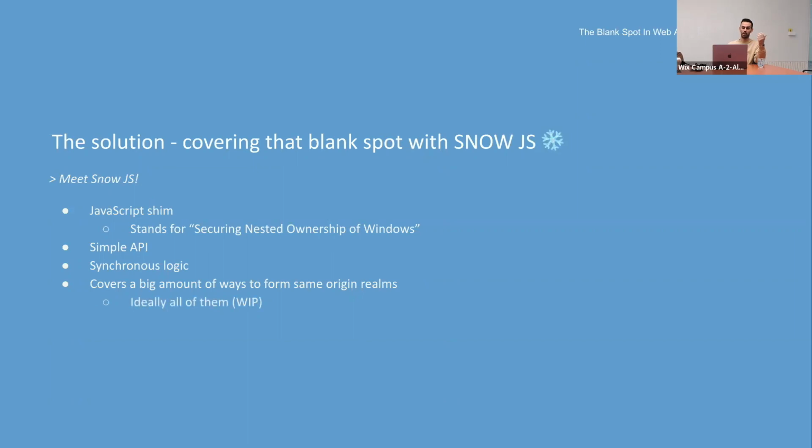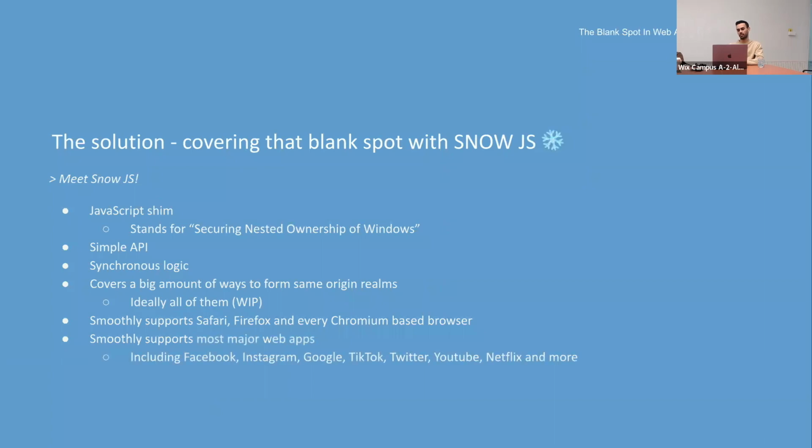Ideally, we'd like to cover all of them, which is the main goal of this project, but I learned the hard way that this is insanely difficult. You have just so many ways to create same origin realms. Snow already works smoothly on Safari, Firefox, and every Chromium-based browser. It also works smoothly on the biggest websites you know. It was tested on Facebook, Instagram, Google, TikTok, all of those guys. It is heavily tested specifically against security breaches, which is the main goal here.